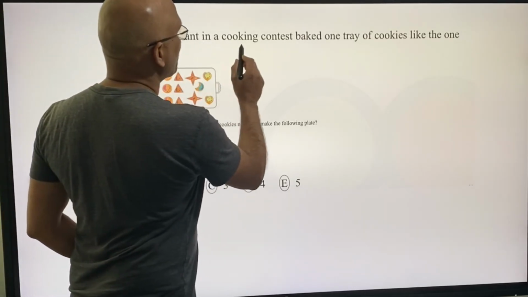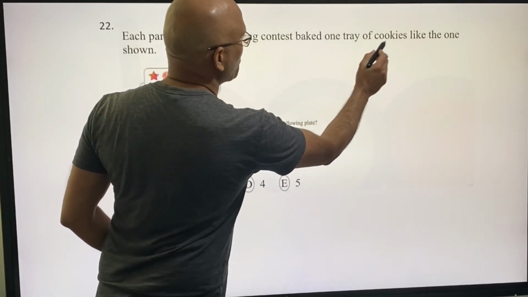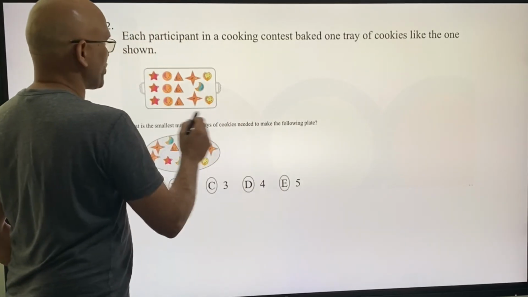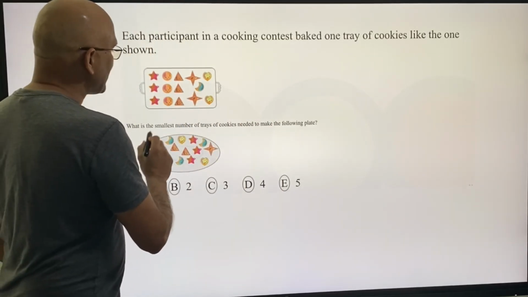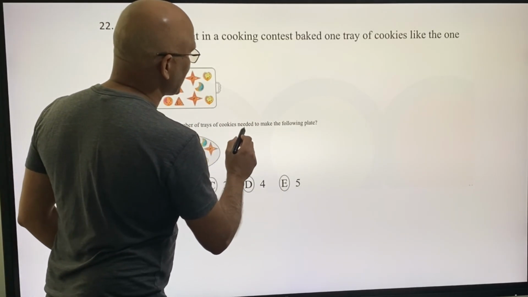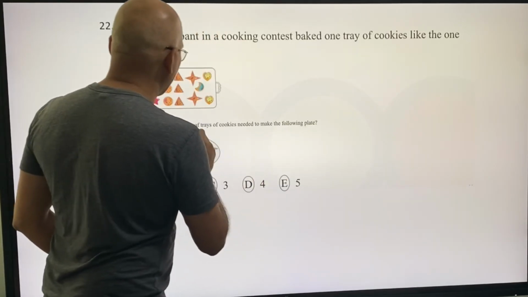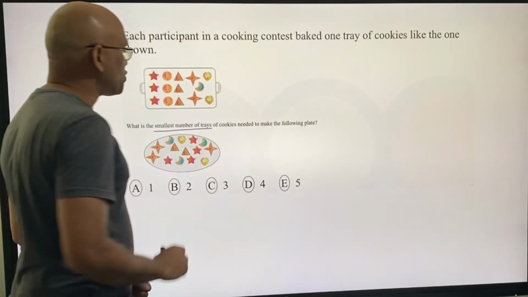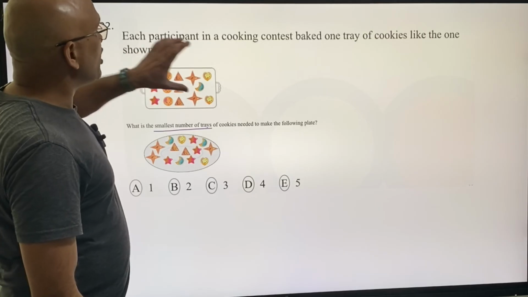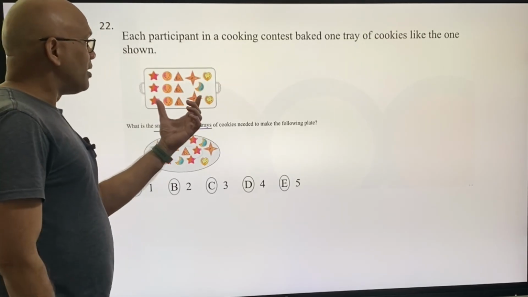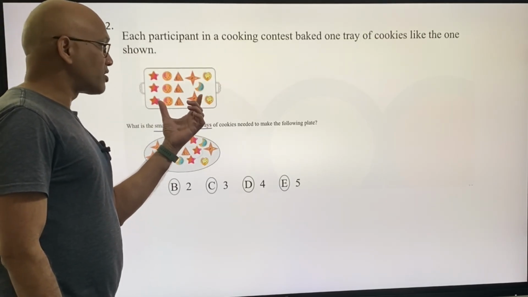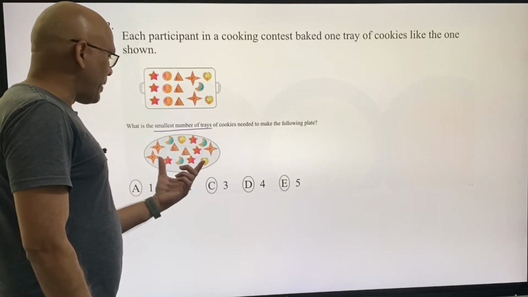Each participant in a cooking contest baked one tray of cookies like the one shown. So this is one tray of cookies. What is the smallest number of trays of cookies needed to make the following plate? Each tray looks exactly the same, and what is the minimum number of such trays I need to make this plate?